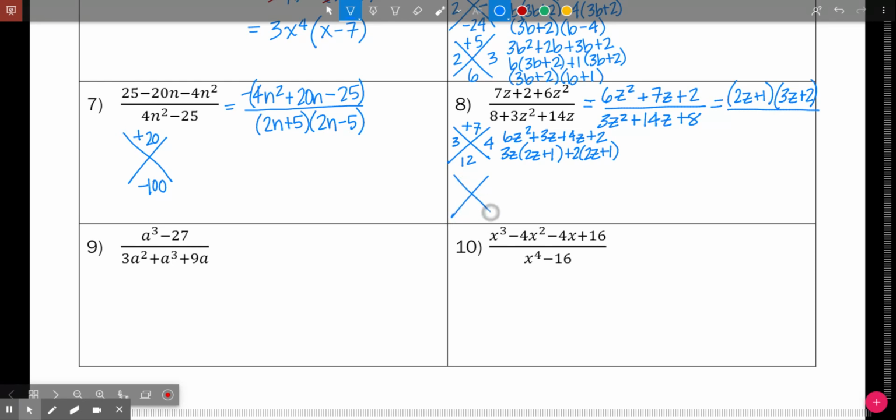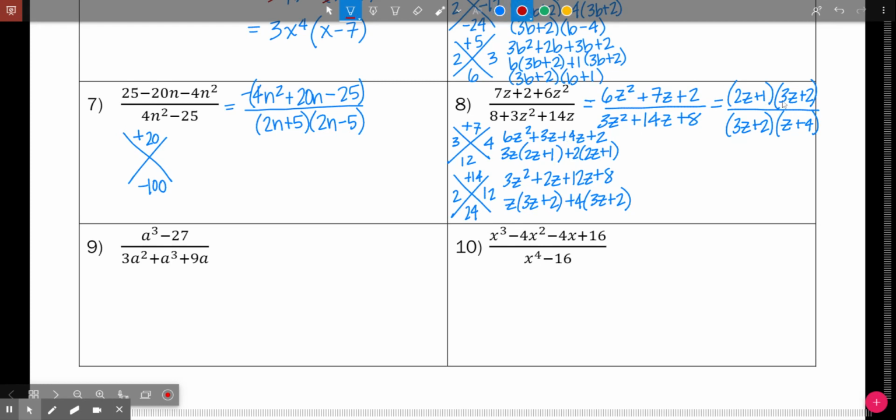On the bottom, I'm looking for two numbers that multiply to give me 24 and add to give me positive 14. So I'll use 2 and 12. So this is 3z squared plus 2z plus 12z plus 8. So I have a z in common, and that's 3z plus 2. I have a 4 in common, and that leaves me with 3z plus 2. So the bottom factors into 3z plus 2 times z plus 4.